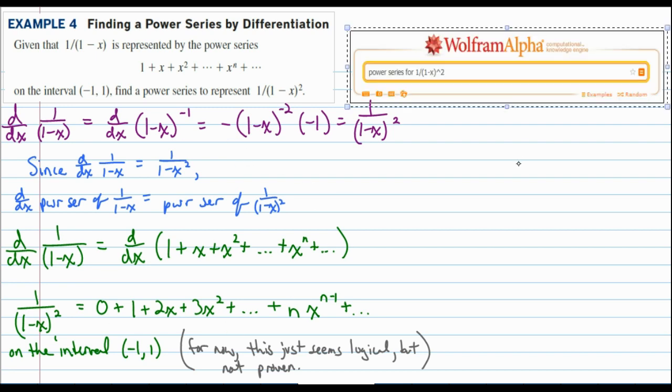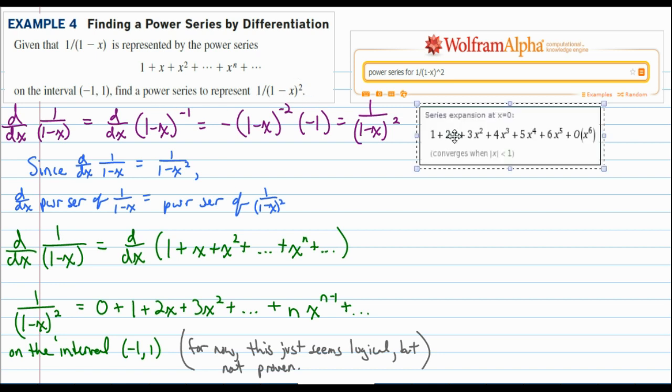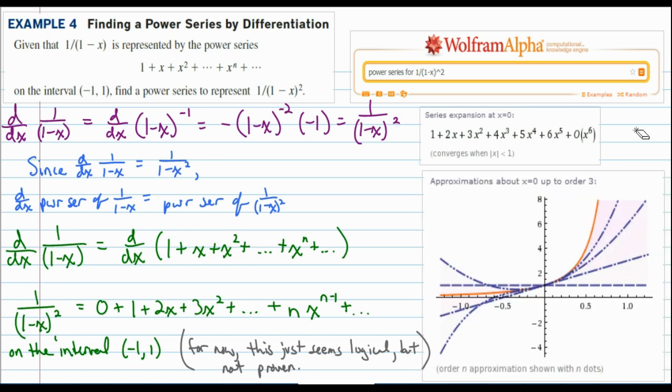On wolframalpha.com, I searched for the power series for 1 over 1 minus x squared, just because that was my ultimate goal in this equation. It gave me this series expansion, which turns out to be what I have: 1 plus 2x plus 3x squared plus 4x cubed, etc. And then here's the graph it gave me.